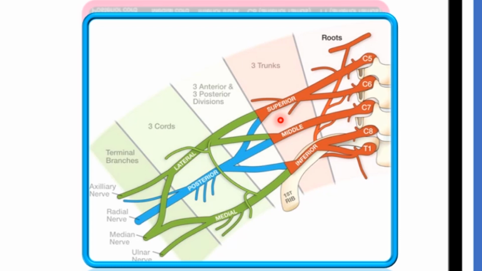Now let's jump down to the last 2. Here we're seeing the C8 and T1. They also will fuse, come together to form the inferior trunk. That leaves only the C7 to itself. So C7 will continue as the middle trunk. So we have 3 trunks, the superior, the middle, and the inferior. What is the relation or location of this trunk? The trunks are found at the lower part of the posterior triangle of the neck.